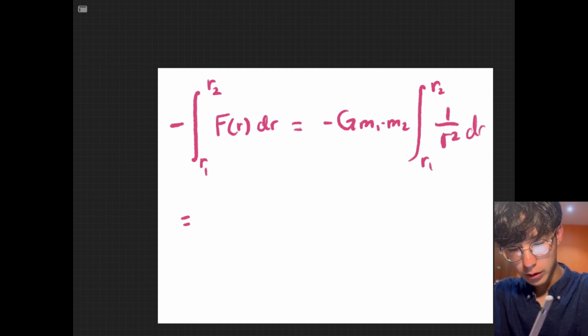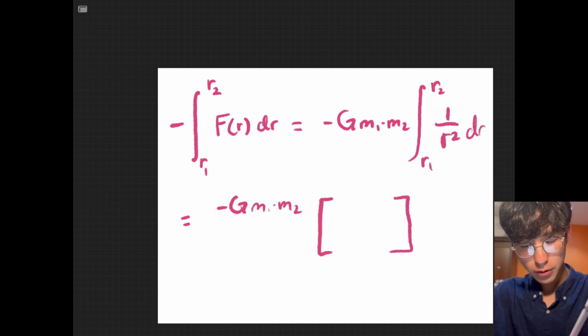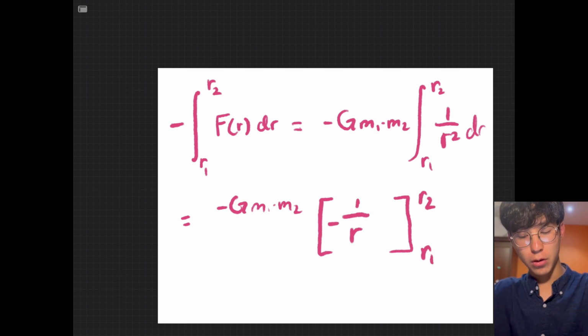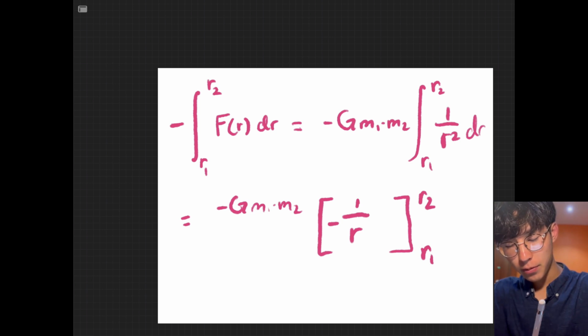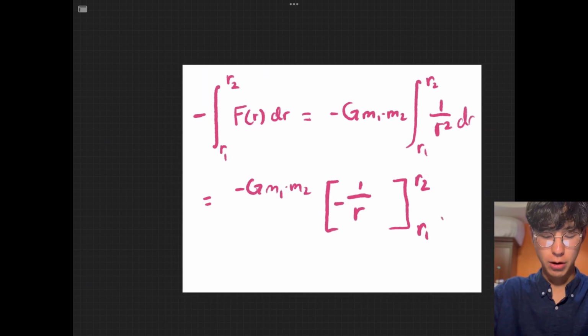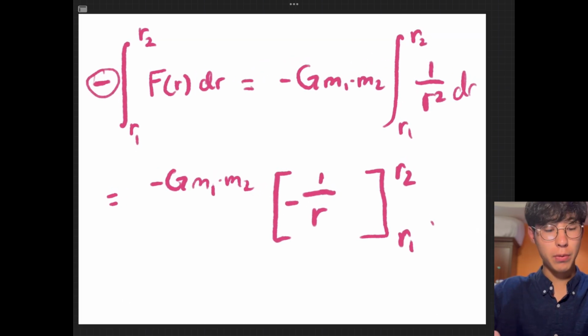over r squared, which equals G m1 times m2 over negative r. So yeah, we will prove this in later videos, but essentially what I'm doing is calculating the area under the graph. Right, here's where another key idea comes in. And this is also why we put this negative sign.